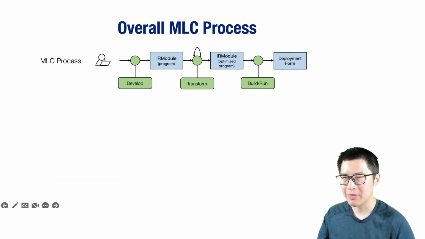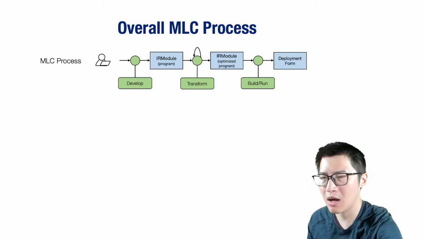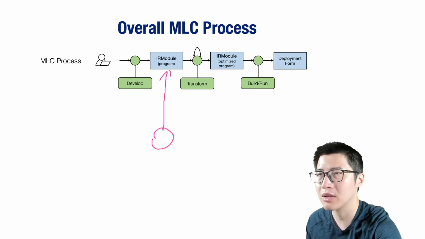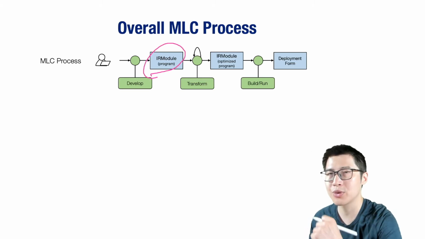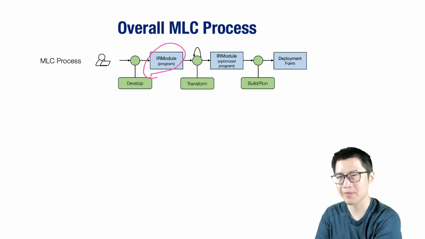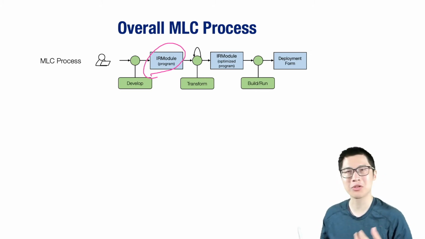So the overall MLC process effectively can be summarized as development, transform, and build, right? So in most of the cases in the past lectures, we have gone through each of those phases. Specifically, we want to be able to summarize everything as a centralized data structure called IR module, which represents a collection of programs, a collection of tensor functions we are going to do transformations on. And the good part about it is it makes a lot of things modularized, and it allows us to think about things in an incremental fashion.